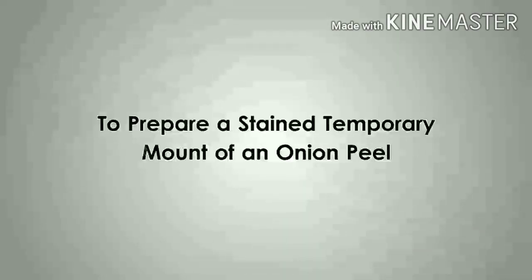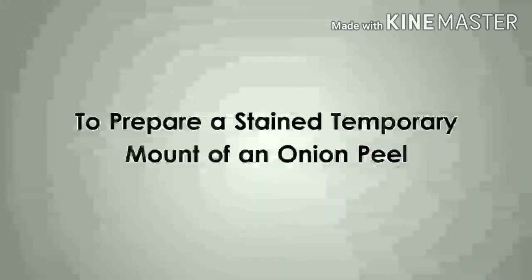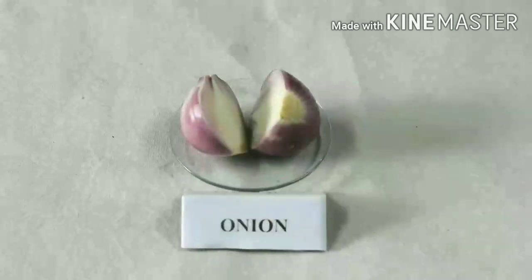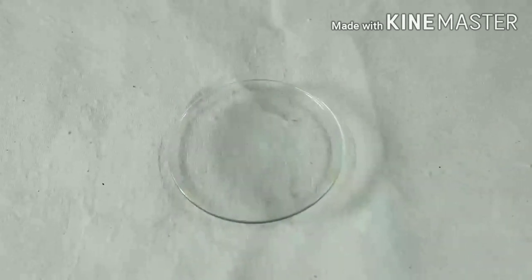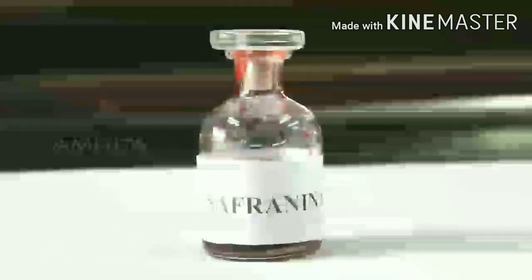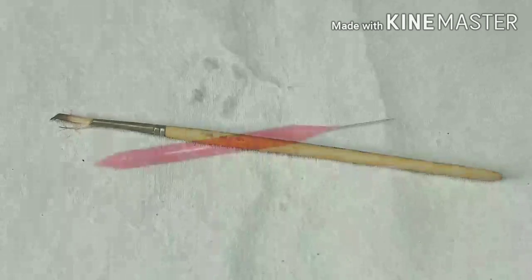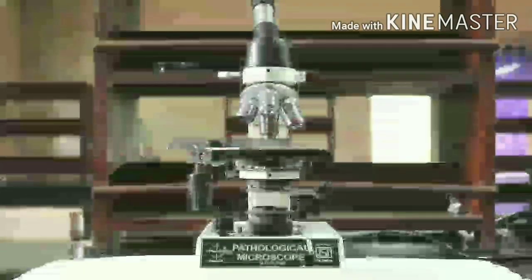To prepare a stained temporary mount of an onion peel. To do the experiment we require a cover slip, glycerine, glass slides, onion, watch glasses, distilled water, saffron solution, forceps, brush, needle, compound microscope, blotting paper, and a dropper.